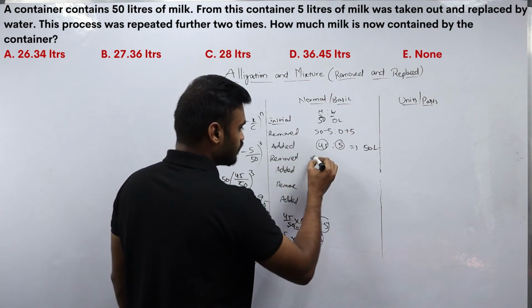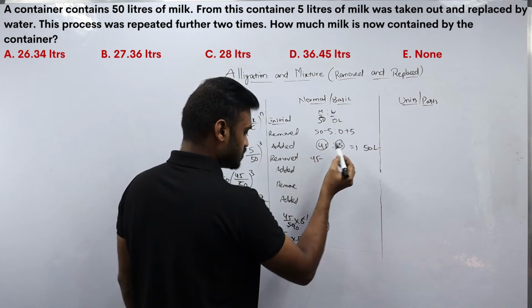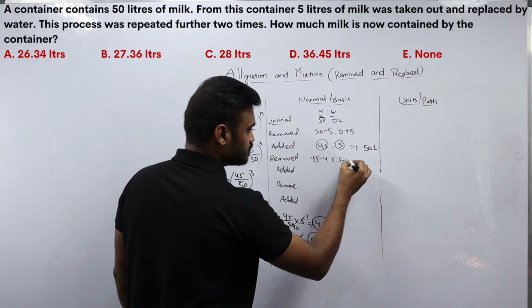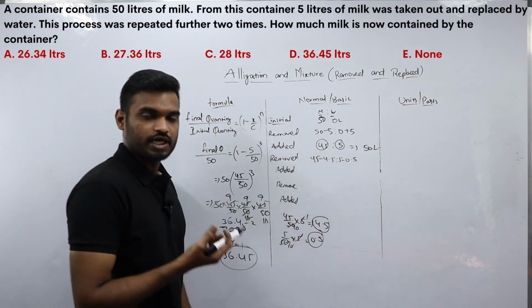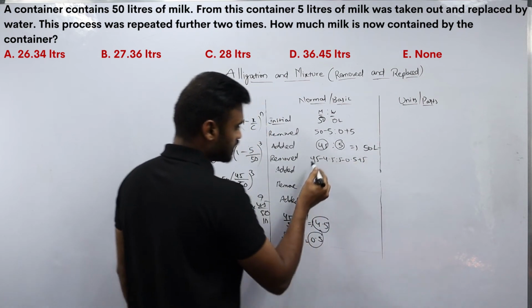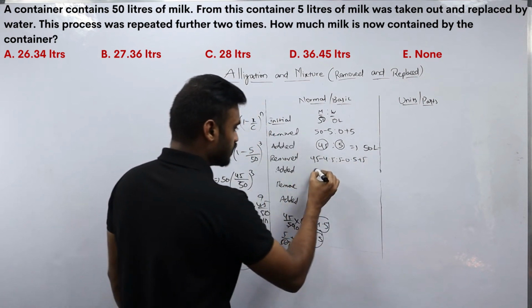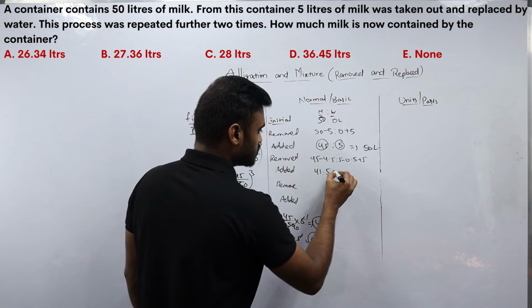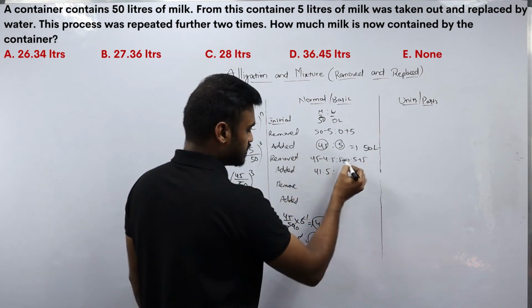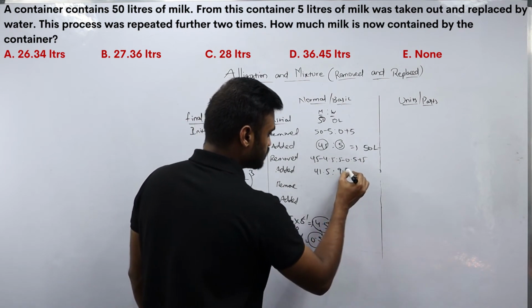Okay, see here, 45 minus 4.5 and 5 minus 0.5. And in the same way we are replacing same quantity of water. So we will get plus 5. So we will get 45 minus 4.5, that is 40.5, is to 5 minus 0.5 plus 5, that is 5 plus 5 will be 10 and 10 minus 0.5, that is 9.5.